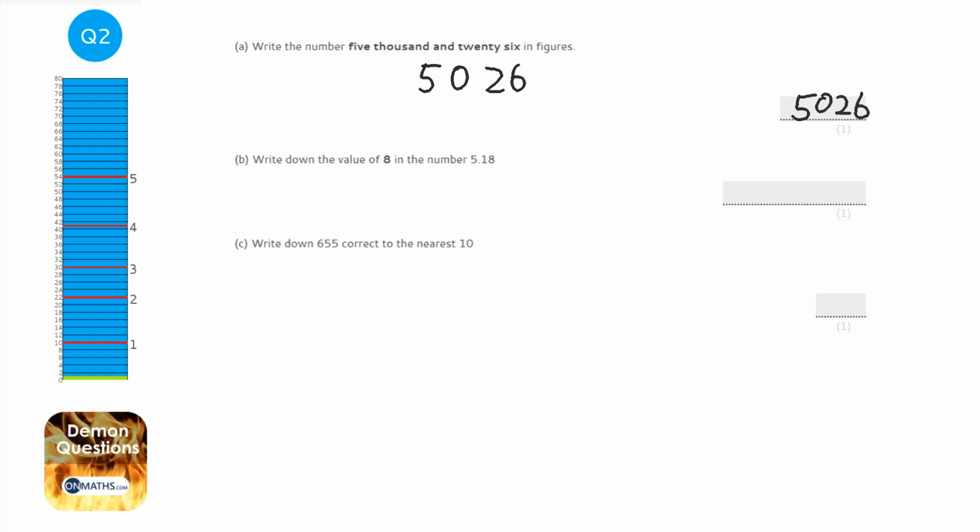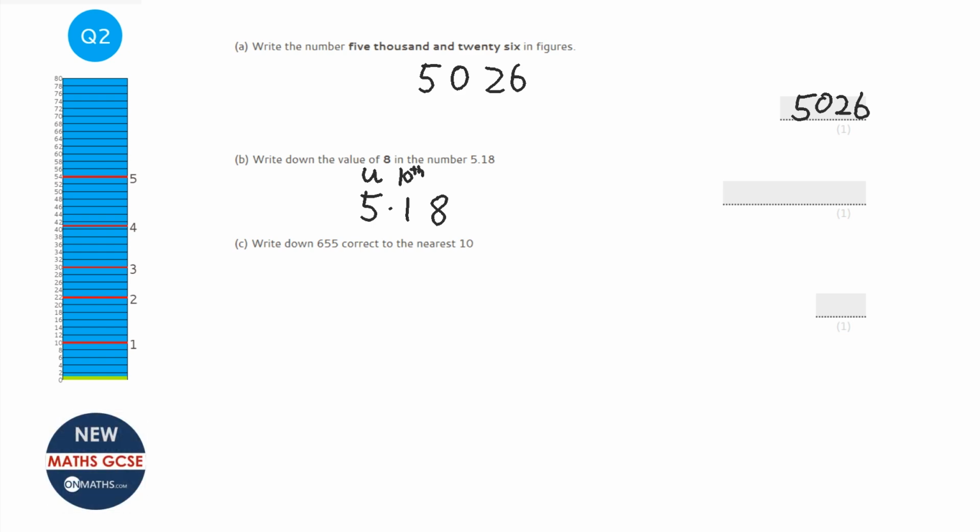Next question says write down the value of 8. Now if we remember, and let's just write the number a little bit bigger, this is our units column, this is our tenths column, and this is our hundredths column. So the value of the 8 is 8 hundredths. We can write that as a fraction, 8 hundredths, and that's the answer.